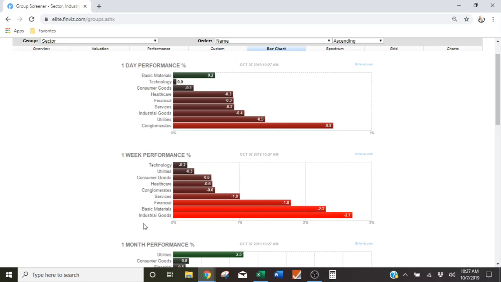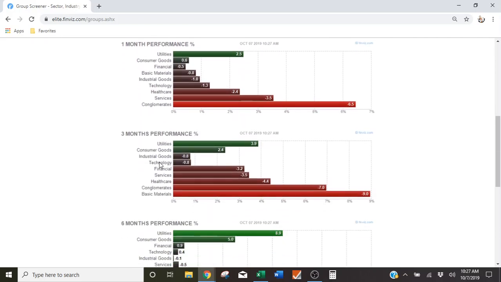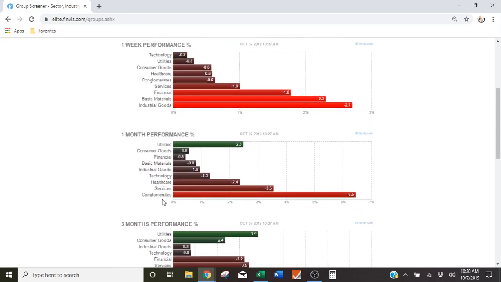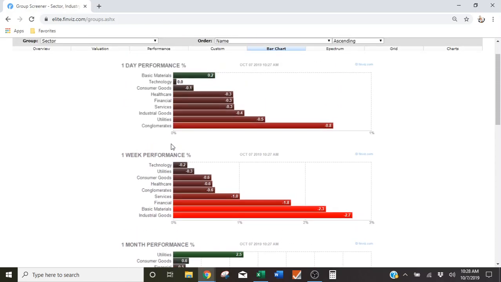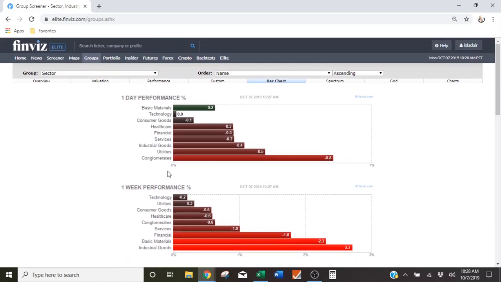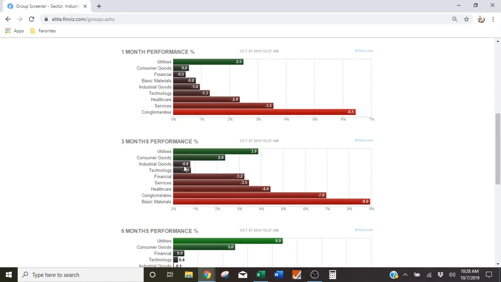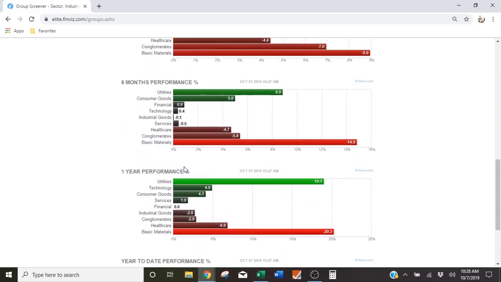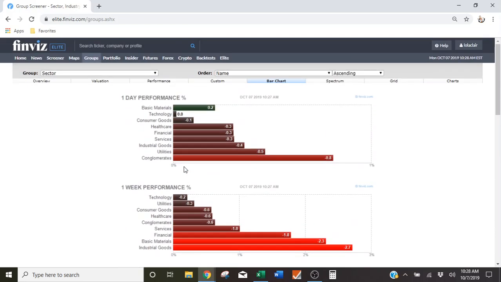So you can see here industrial goods not doing good. Conglomerates not doing good there. Conglomerates again, basic materials, utilities, utilities not doing good on a daily basis, but utilities actually doing good if you want to look and just see which one is on top most of the time. Gives you good information. How to select your stocks, I'll show you in the screener when we go back.